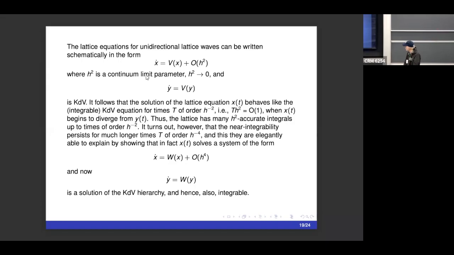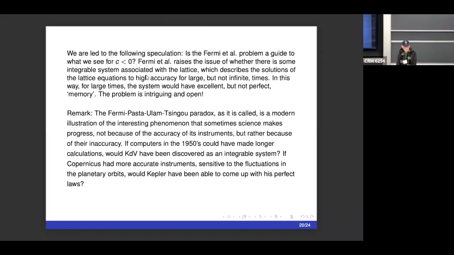So we are led to the following speculation, and this is what I'm really trying to bring to your attention. And that is, is the Fermi et al. problem a guide to what we see for C less than zero? Fermi et al. raises the issue whether there is some integrable system associated with the lattice, which describes the solution of the lattice equation to high accuracy for large times, but not infinite times. In this way, for large times, the system would have excellent, but not perfect, memory. And this problem is still intriguing and open.